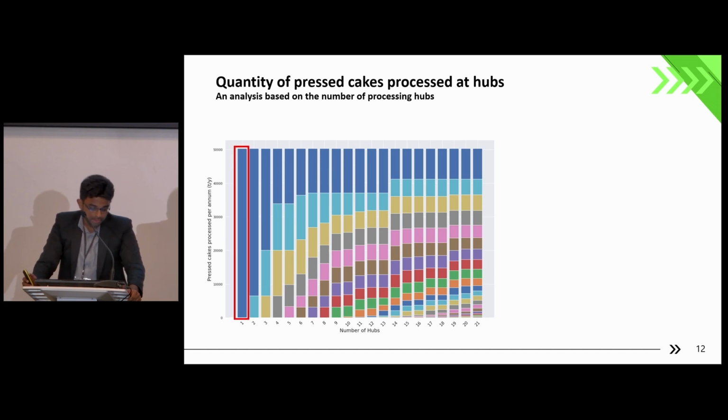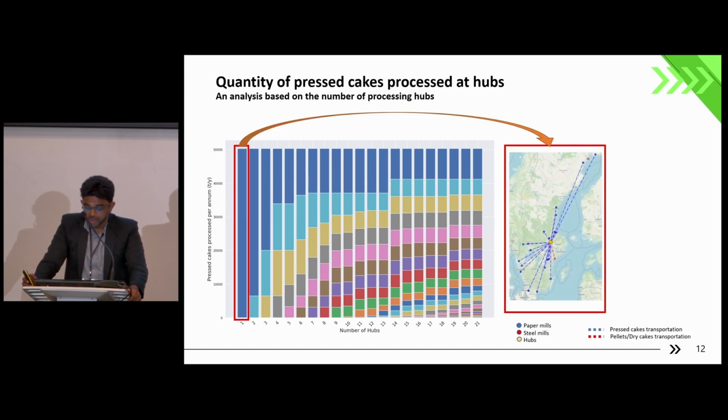In the 1 hub scenario, we had a hub in the middle of the country, and all the press cakes were transported to this hub and then dried and used at the SSAB, which is south of Sweden. So both are SSAB steel mills, and one is in the northeast and the other one is in the south. So the hub was connected to that steel mill.